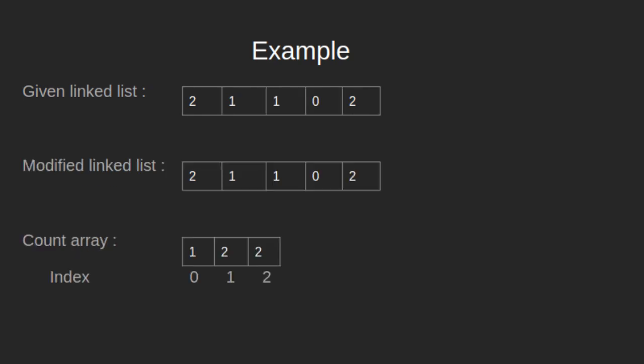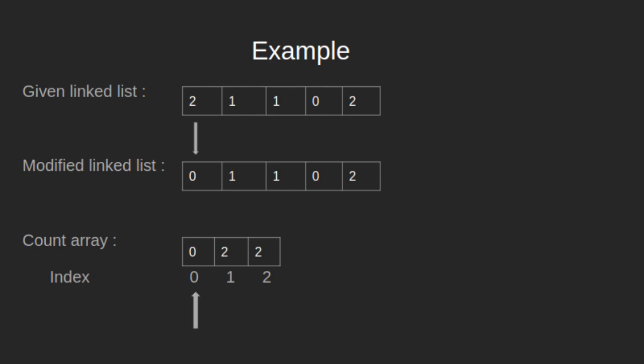Since we have got the counts of zeros, ones and twos, we can now sort the linked list. Initially, since count 0 is not 0, the first node data will be replaced by 0 and count 0 will be decremented by 1. Now since count 0 is 0, we will move forward in the count array and will also move forward in the linked list.